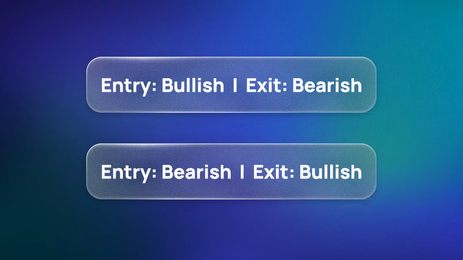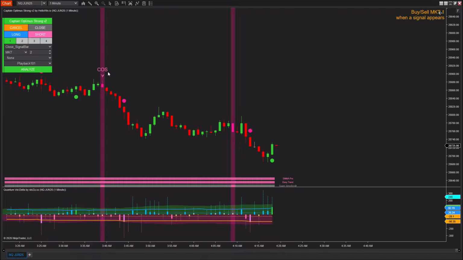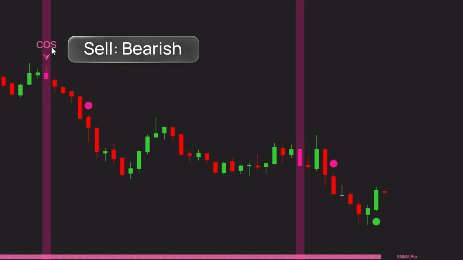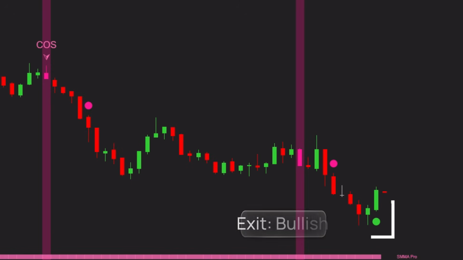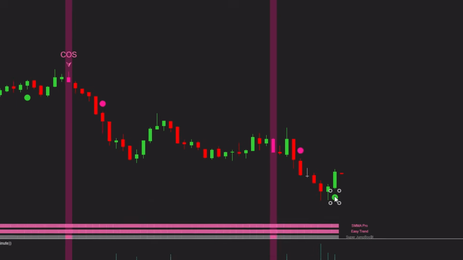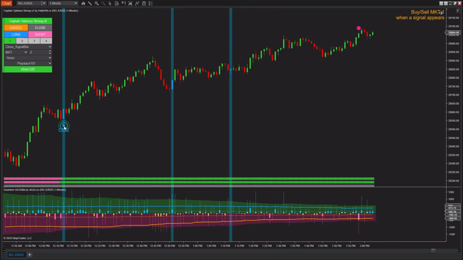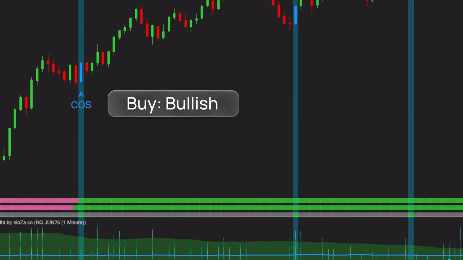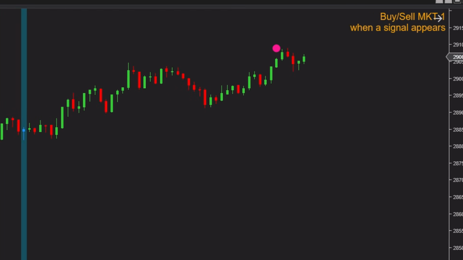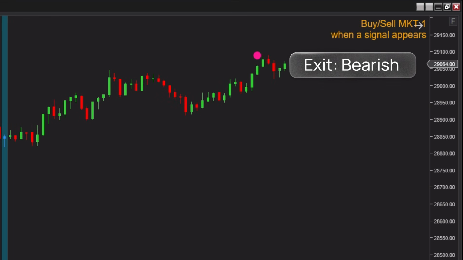One important note to better understand how indicator-based exit works. The system automatically interprets the relationship between entry and exit signals. For example, if your sell entry logic is built around bearish conditions, Captain Optimus Strong V2 will automatically recognize that the corresponding exit condition should be a bullish signal from the configured exit indicator. Likewise, if a buy trade is based on bullish conditions, the system will monitor for a bearish signal to determine when the position should be closed.